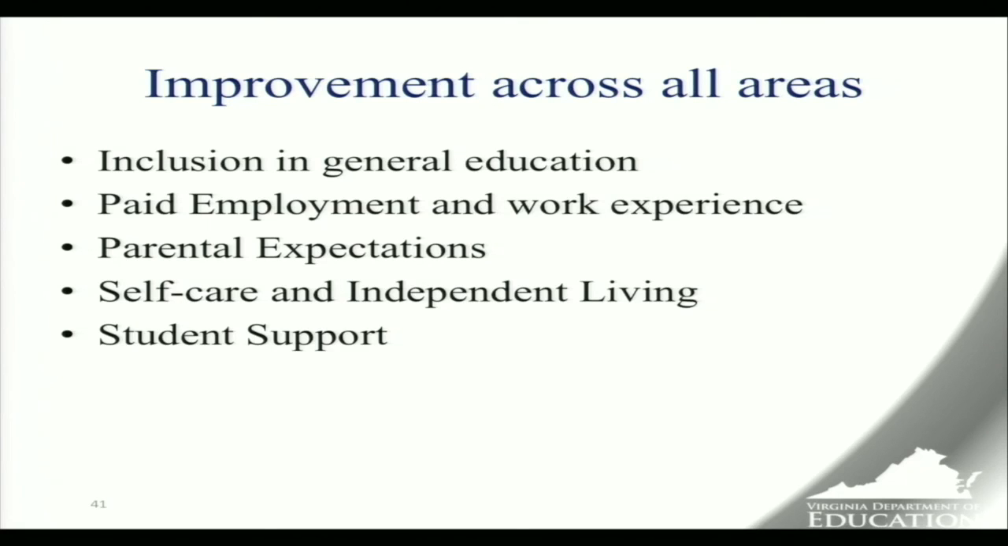Of these 20 predictors, research has shown that 5 predictors are associated with improved outcomes across post-secondary education, employment, and independent living. These include inclusion in general education, paid employment and work experiences while in school, parental expectations, self-care and independent living instruction, and student support from a network of people for providing services and resources in multiple environments. IEP teams should consider the use of these activities, services, and supports when developing students' programs.